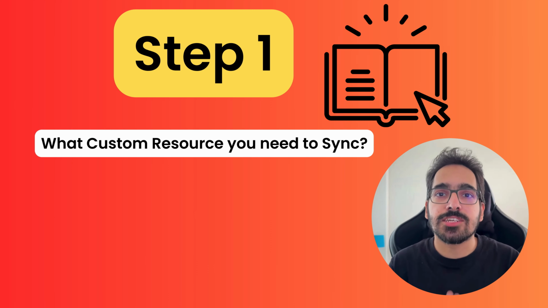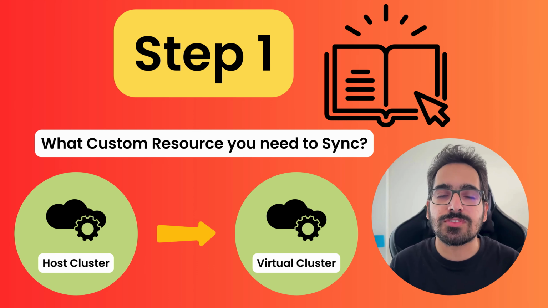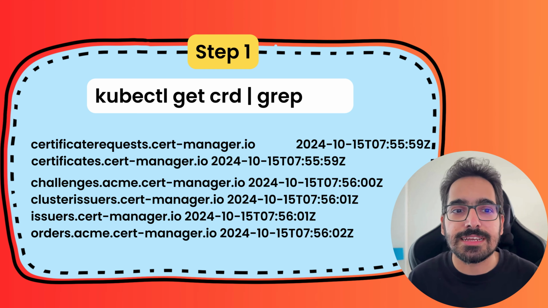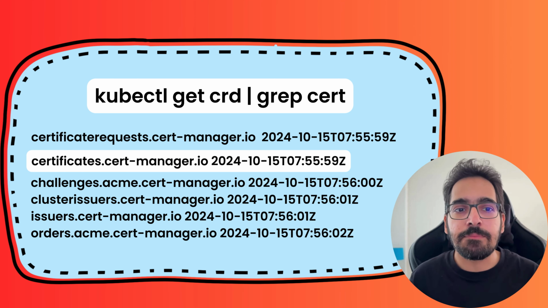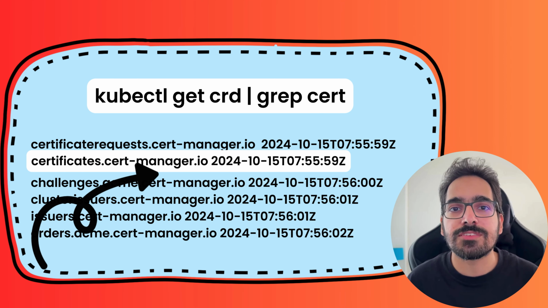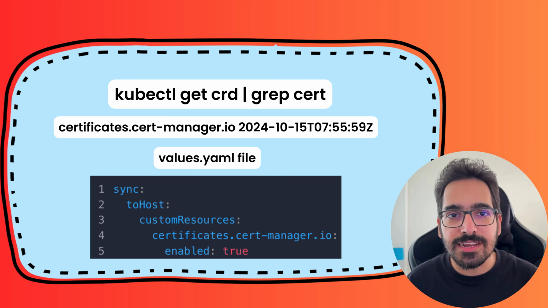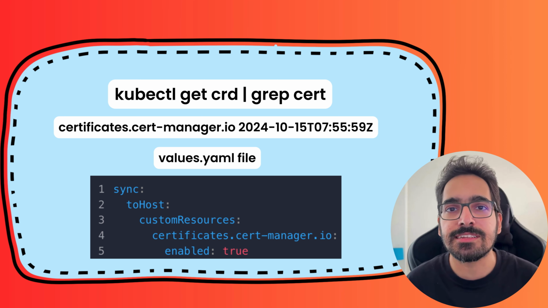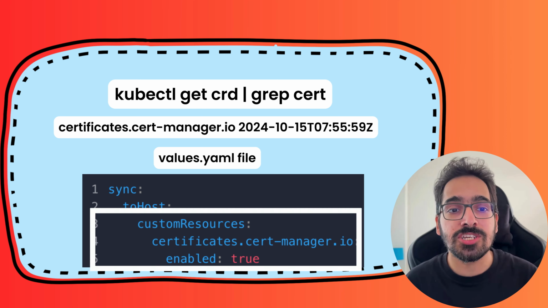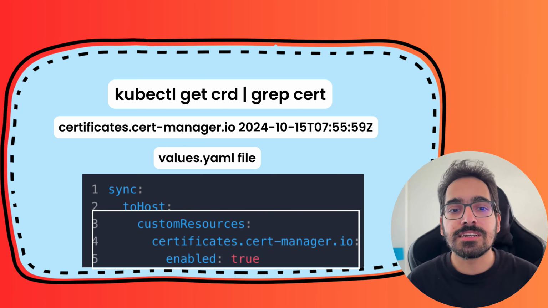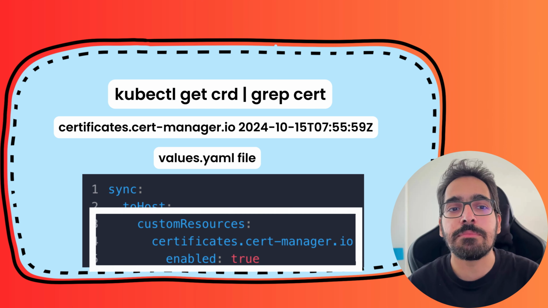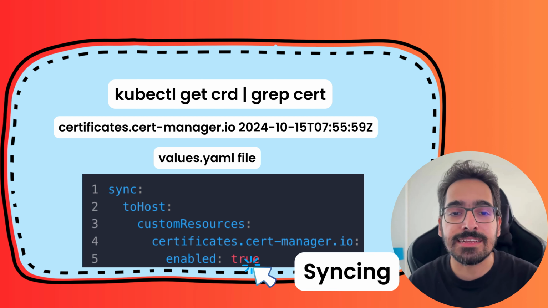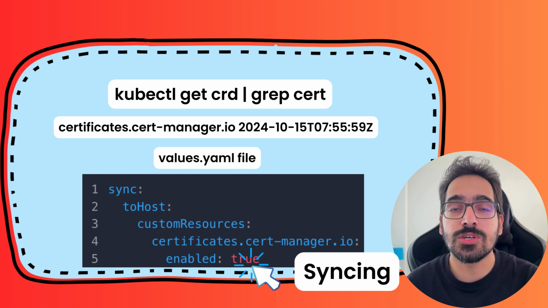The first step is that you need to figure out what custom resources you need to sync to your virtual cluster from your host cluster. So you just do a kubectl get CRD and then copy the name. Let's take the example of cert-manager. If you want to sync the certificates resource, in your values.yaml file, which you provide while creating the virtual cluster, simply mention custom resources, then certificates.cert-manager.io, enabled: true. That's pretty much it. And it enables the syncing of the custom resource definition to your virtual cluster.